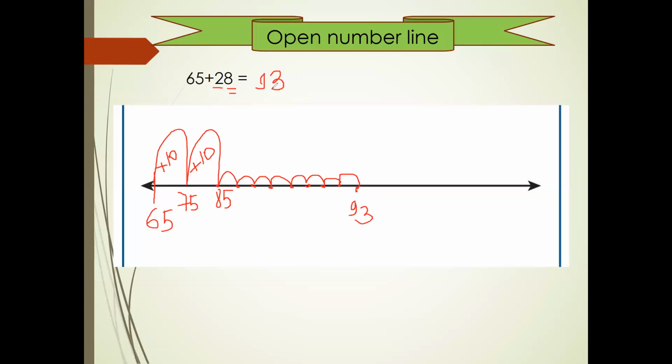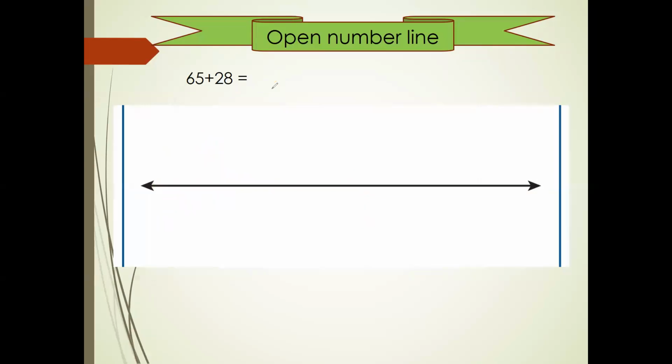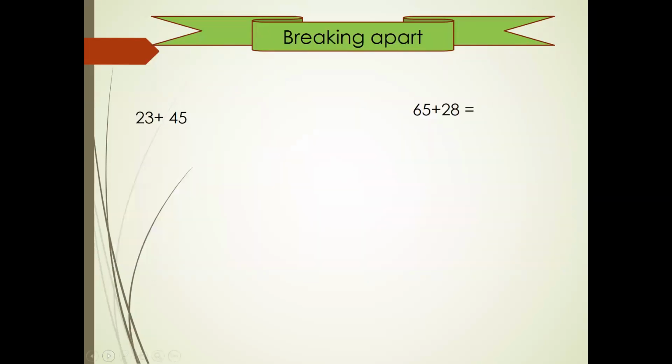This is about number line. Now let's move to strategy number 3. Strategy number 3 is breaking apart. Rule number 1, we break apart the second addend. The number 2, not the first one, but the second one. If we are breaking apart, we are drawing like this, a house.